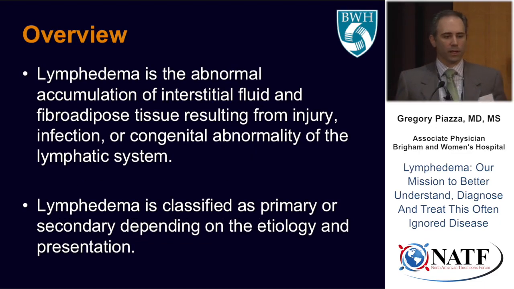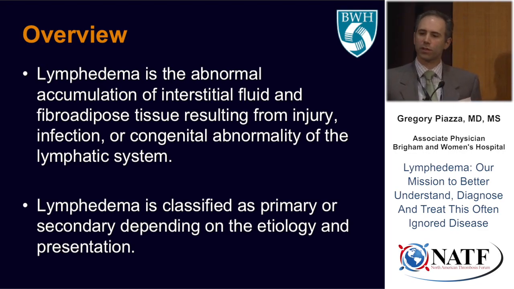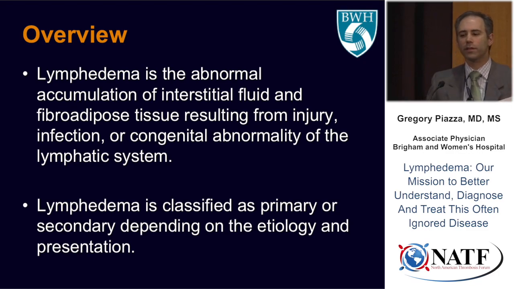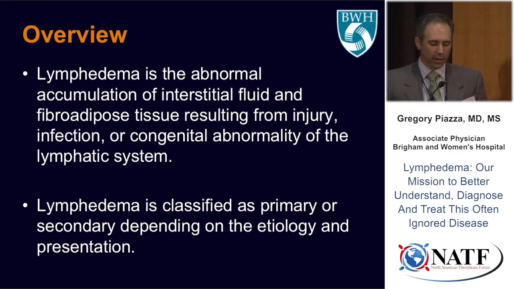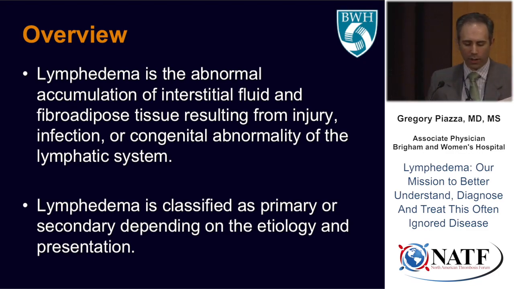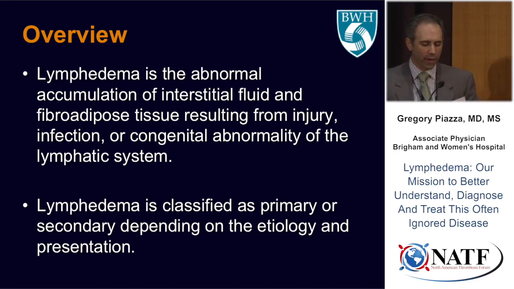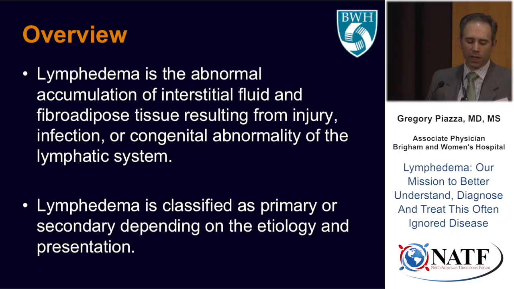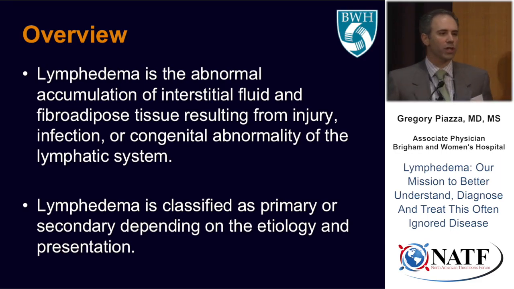So what is lymphedema? Lymphedema is the abnormal accumulation of interstitial fluid. This is like a fluid that's kind of devoid of blood cells, almost like a type of water, and a buildup of fibroadipose tissue, that's scar tissue and fat, resulting from injury, infection, or congenital abnormality of the lymphatic system.